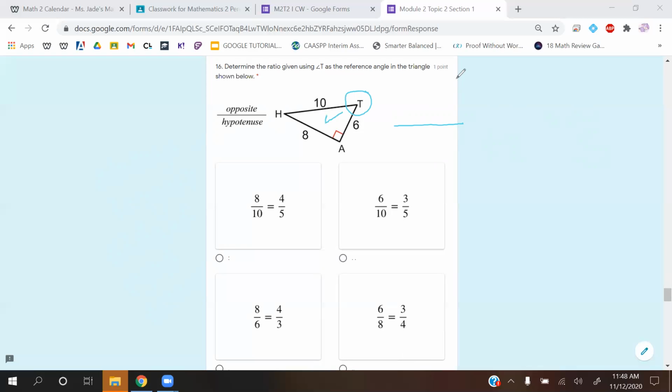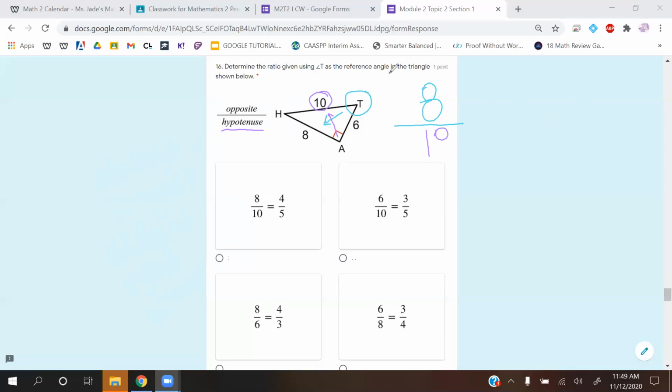6? Oh, no. 8? 8, good. 8 is directly across from T. 8 is opposite of T. Now we have the hypotenuse. Remember, the hypotenuse is the longest side across from the right angle. Which one's our hypotenuse? 10. 10, good. I think I heard like several people say that too, so good.